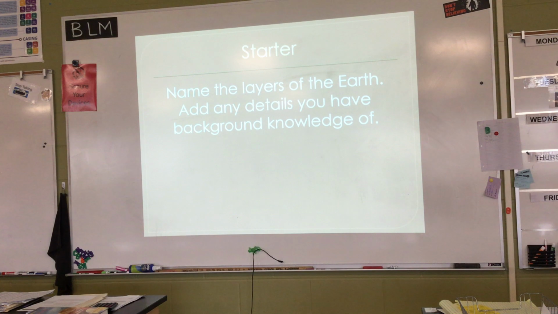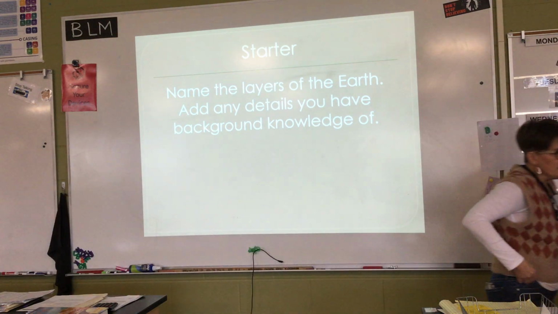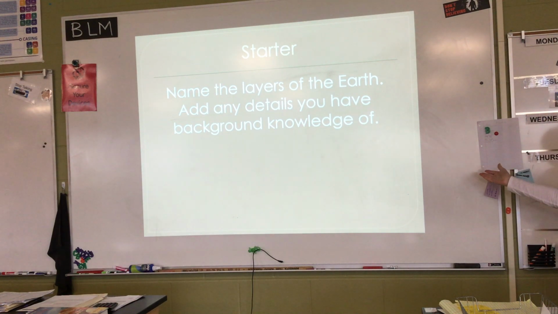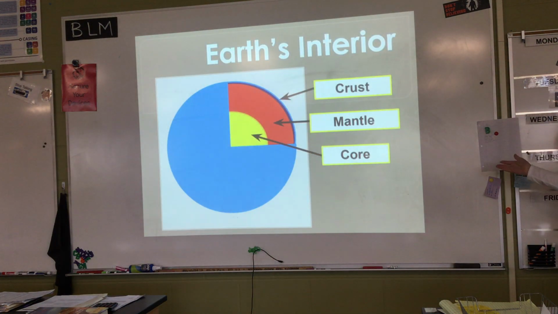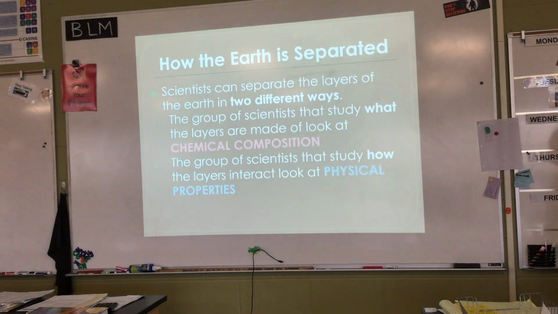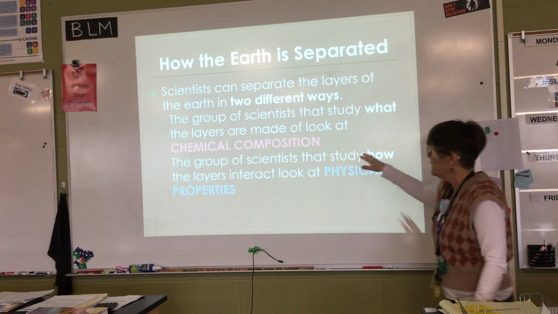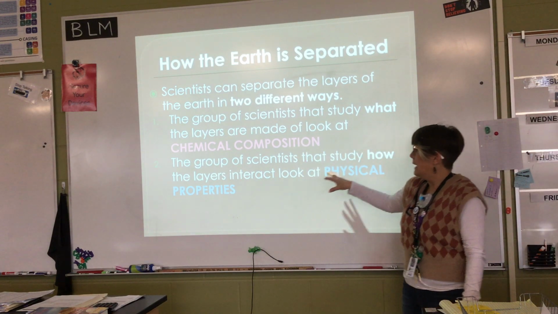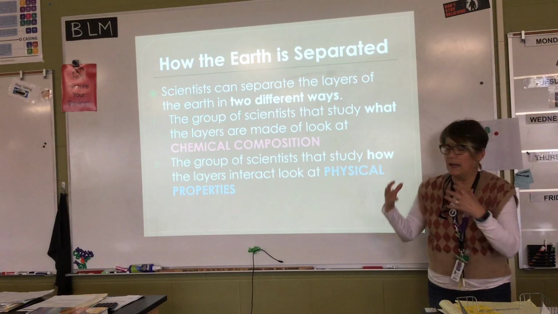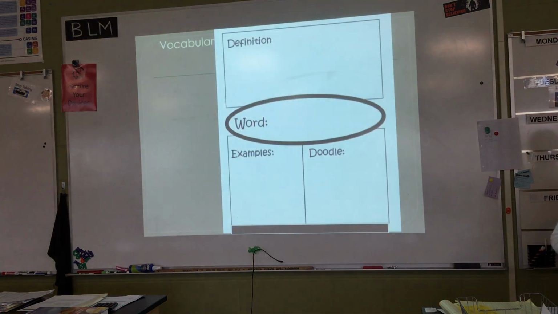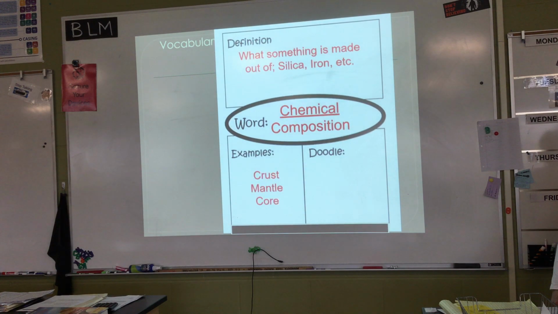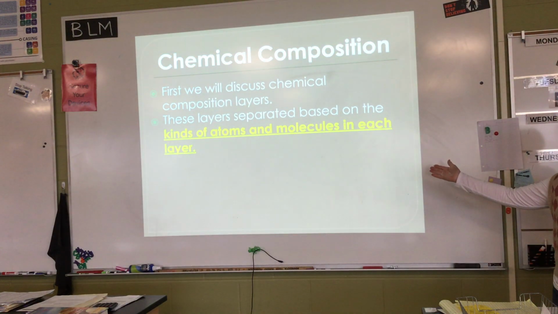All right. Is this too dark? No. Okay, I just want to show this really well. The starter is named the layers of the earth. I think we did a really good job of that because we went through the layers of the earth to talk about our daily questions, so I'm going to skip through that. These are the 3 main layers as a review from yesterday. We talked about how a scientist that studies what the layers are made of studies the chemical composition, and a group of scientists that study how the layers interact look at their physical properties. All right. So I believe we got to this point. Is that right? Yeah. All right.